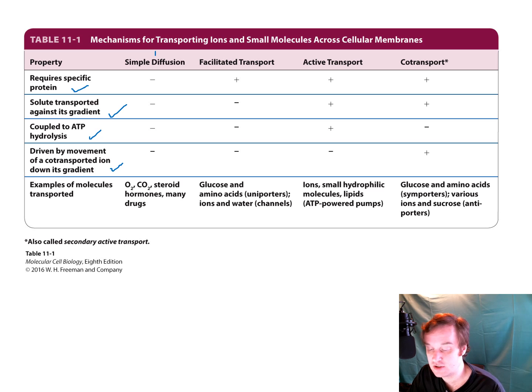But then if we look at active transport, I'm not going to go through every one of these, but we'll look at active transport, and it does require a specific protein. It doesn't just naturally diffuse across these channels. It will go against the gradient. It requires ATP, but it doesn't use a co-transport. And so the examples here are ions, lipids, etc., and their ATP-powered pumps. So this is a good table to know to classify these 4 different transport methods across the membrane.